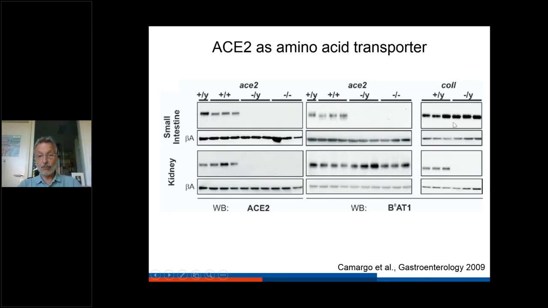Here, you need collectrin. So that's collectrin knockout. No effect in intestine. There is ACE2. But in kidney, there's no collectrin, and that's why there's no B0AT1. What is the consequence of this lack of this transporter?